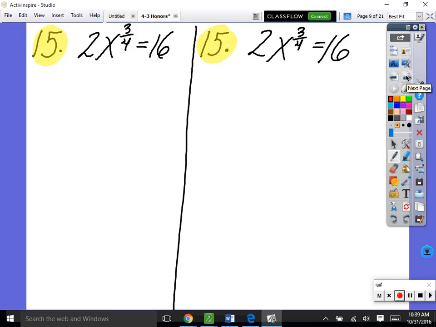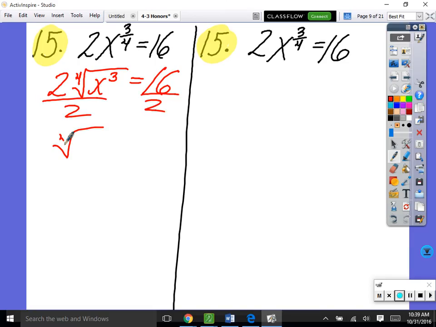Next one, 15. We could solve this one two different ways. This is the same thing as 2 times the 4th root of x cubed equals 16. Our first step would be to do what? Isolate the radical. So what should I do very first? Divide by 2. So we have the 4th root of x cubed equals 8. Then undo the 4th root. You'd raise both sides to the 4th power. Then root cancels out with power. So we have x cubed is equal to 8 to the 4th. And we could calculate that. And then what would we do next?